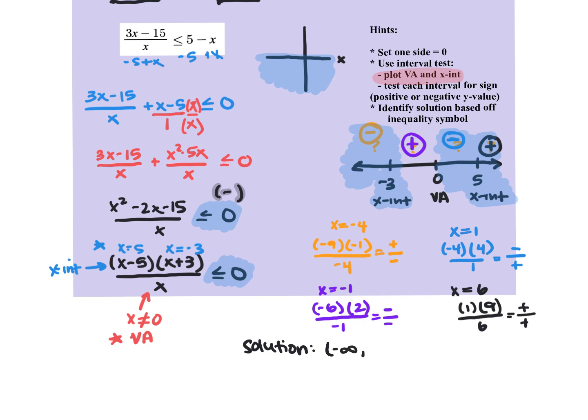The first solution interval is from -∞ to -3, square bracket because we're including -3. Joining that with the union, the second interval is from 0 to 5, parentheses on 0 because again that's an asymptote, that can't be a possible x value, and then ending at 5 with a square bracket since that's where it's equal to 0, and this would be my solution set.